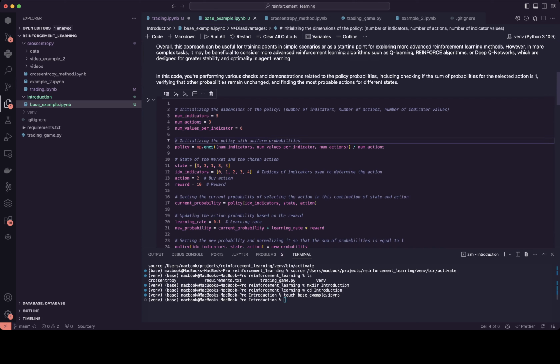And next, let's imagine we have 5 indicators and 3 actions, for example, buy, sell, hold. The number of values per indicator would be 6. They would be categorical indicators, like 0, 1, yeah, like this. And you could convert a continuous variable to categorical using pandas qcut, for example.